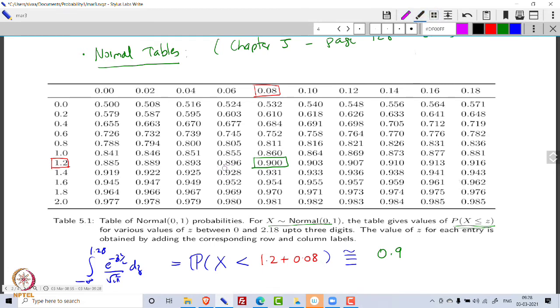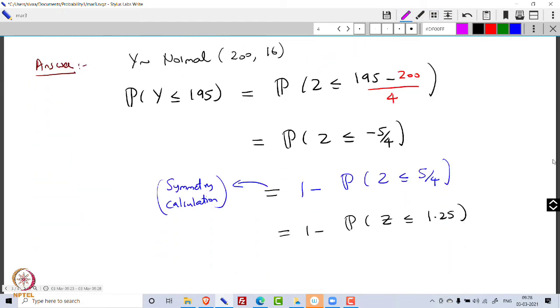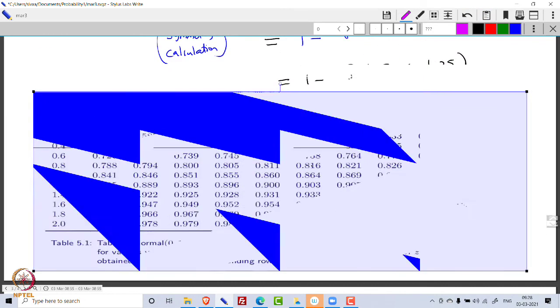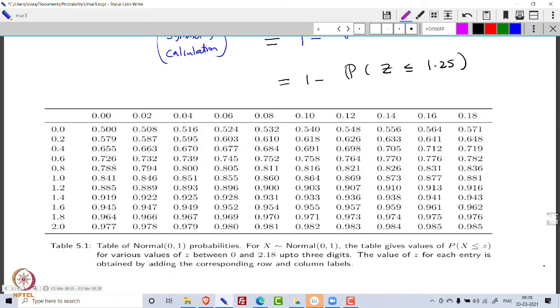So maybe I can illustrate the table again. I can put the table again and show it to you. So I copy the table again. I have the table right here, and I notice that I need 1.25. So I have 1.2 here. I go 0.0, 0.02, 0.04. So it's between these two values, and I'm going to take this as the approximate value for 1.25.